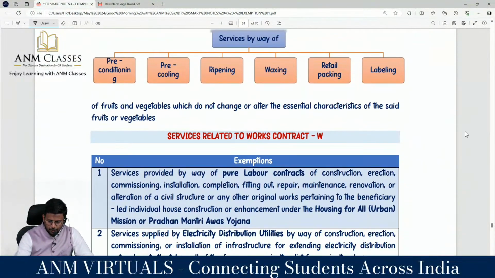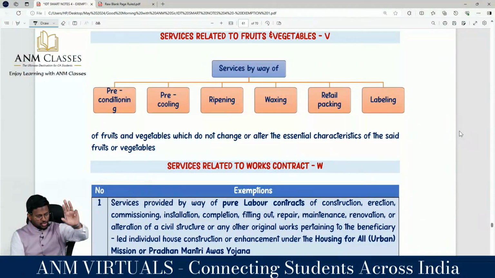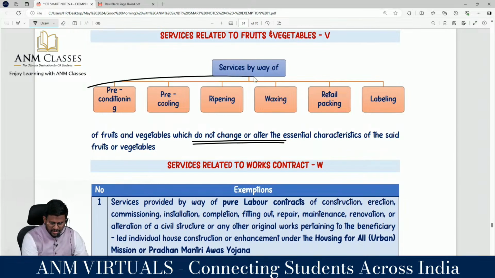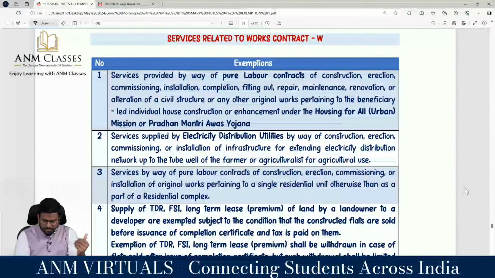So we know, sir, F stands for fruits and vegetables. Services provided by way of preconditioning, pre-cooling, ripening, waxing, retail packing and labeling of fruits and vegetables which do not change or alter the essential characteristics of the said fruits and vegetables are exempt from GST. Shall we recall once again these items? Services provided by way of preconditioning, pre-cooling, ripening, waxing, retail packing and labeling are exempt from GST.